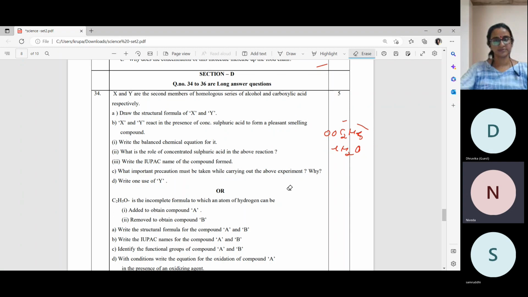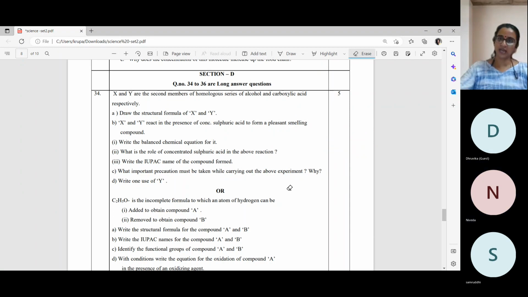Since both the compounds are volatile, it should be done in a water bath? Yeah, ideally you would want to keep the temperatures low because this is a slightly exothermic reaction as well. So you would want to do it in a place where you don't allow the temperature to go too high. That would also be a precaution that you would want to take.